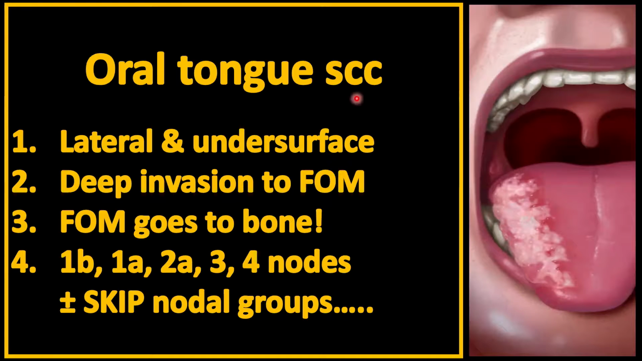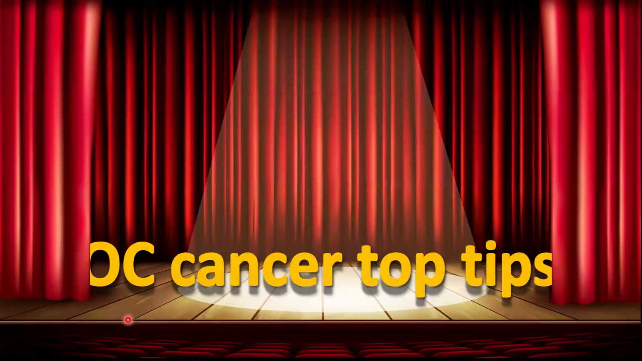So these tumors can be nasty. They have a tendency to arise from the lateral aspect. They have a tendency to invade downwards, and that's why you must look carefully at your axial and coronal images. And if they don't go down, then they can go into bone. Also beware that these nodal groups have a tendency to miss one. So you'll go from level 1 through to level 3 and miss out level 2A. This is not uncommon with oral tongue tumors.